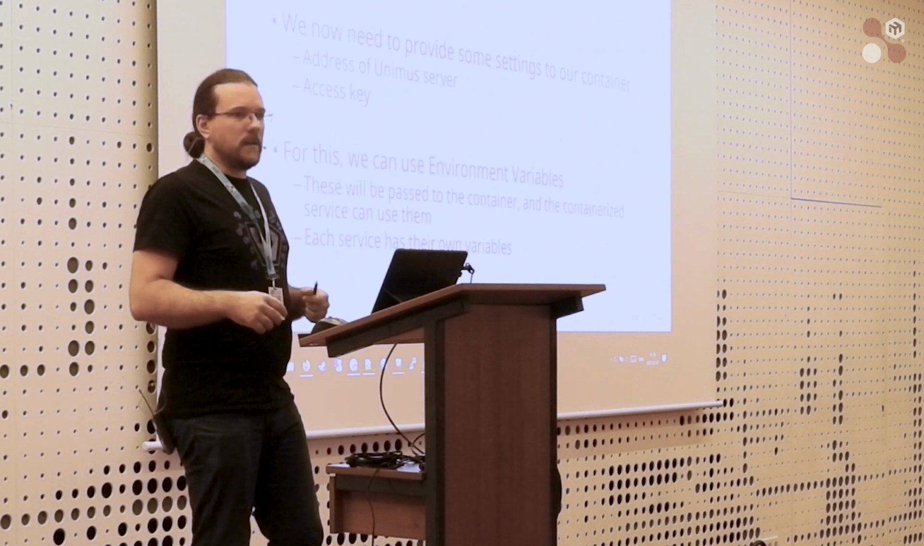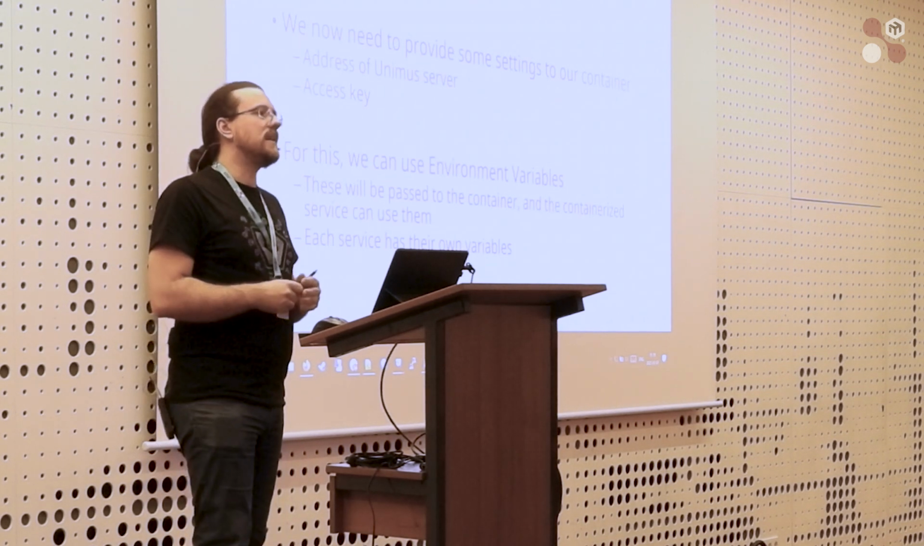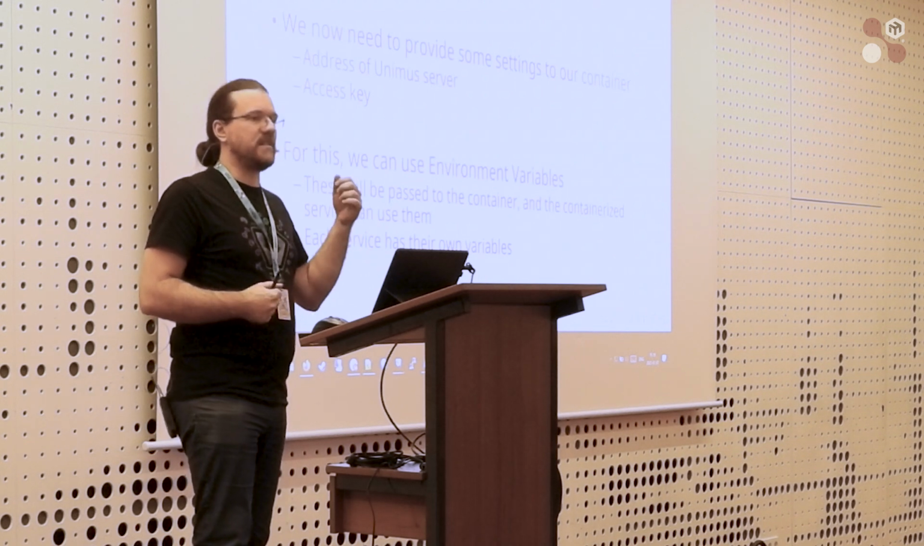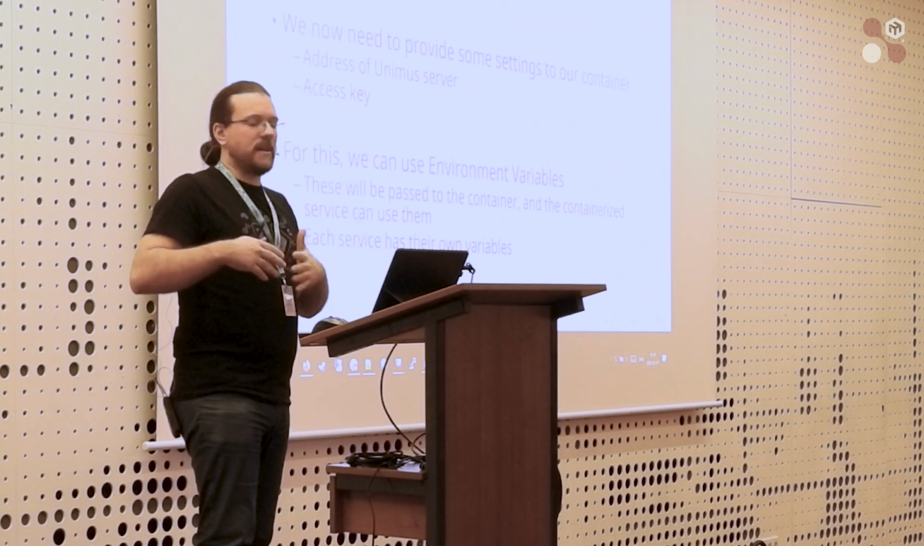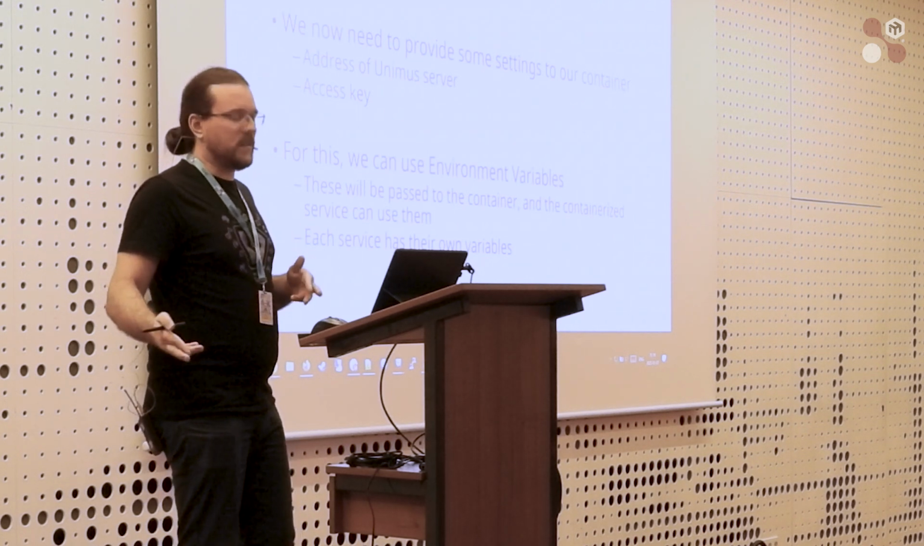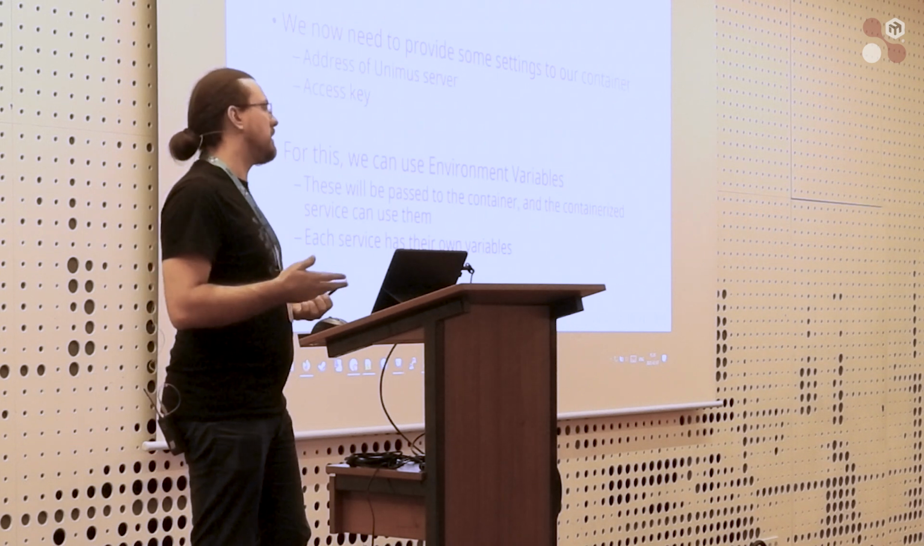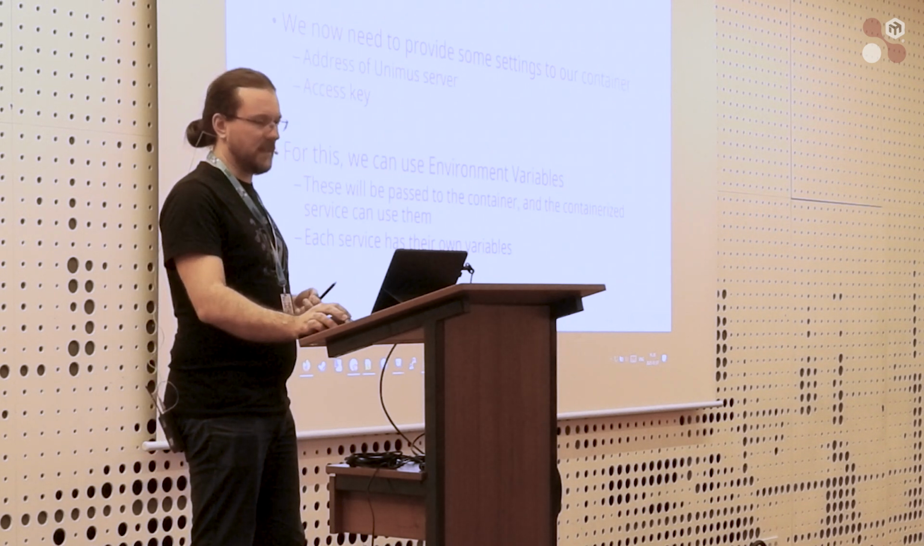So to deploy a Unimes container and to start managing our devices, we need to somehow let the container know where the server is, what the access key to the server is, what the secrets are, etc. So how do we do this? Because we mentioned we cannot really do anything inside of the container. Well, for this, we use environment variables. Environment variables will be passed to the container, and the containerized service can then use them. Each service has its own environment variables, so you need to study a little bit, and learn how to deploy that service and what environment variables it needs.